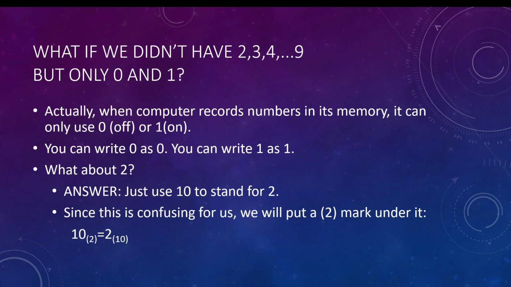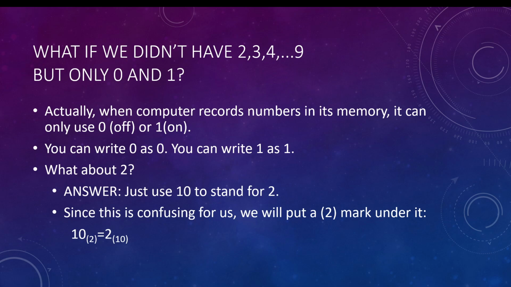So here's a question. What if we didn't have 2, 3, 4 through 9, but only 0 and 1s? You probably heard it from somewhere, or you already know that a computer records numbers in its memory as 0s and 1s. Now, this won't be a problem when you have to record 0 or 1. You can write 0 as 0, 1 as 1, so there's no problem.